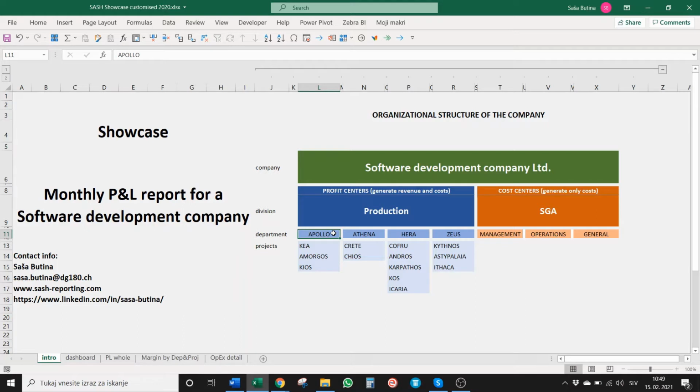And then we have supporting departments here in orange, management operations in general. And these are cost centers because they generate only costs. Okay, I hope this is clear.